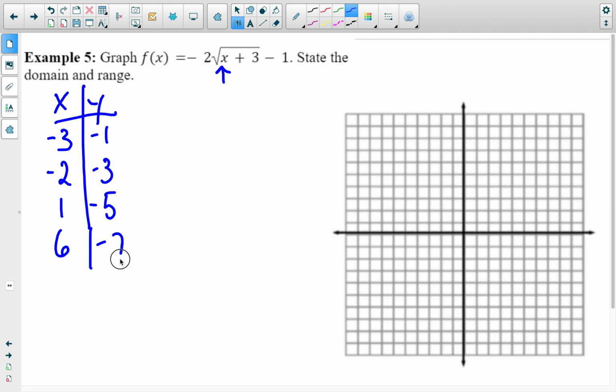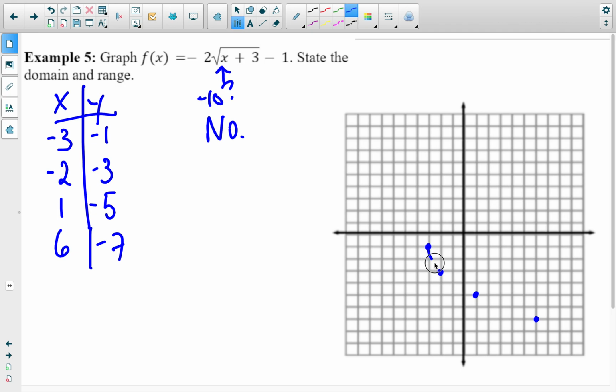Just be very careful when you're doing that. Follow your order of operations very closely. Graph these points: 3, negative 1; 2, negative 3; 1, negative 5; and 6, negative 7. Okay, to decide which way our arrow is going to face, ask yourself, can you plug in a number like down here? Can we plug in negative 10? Negative 10 plus 3 would give us negative 7? No, we cannot.